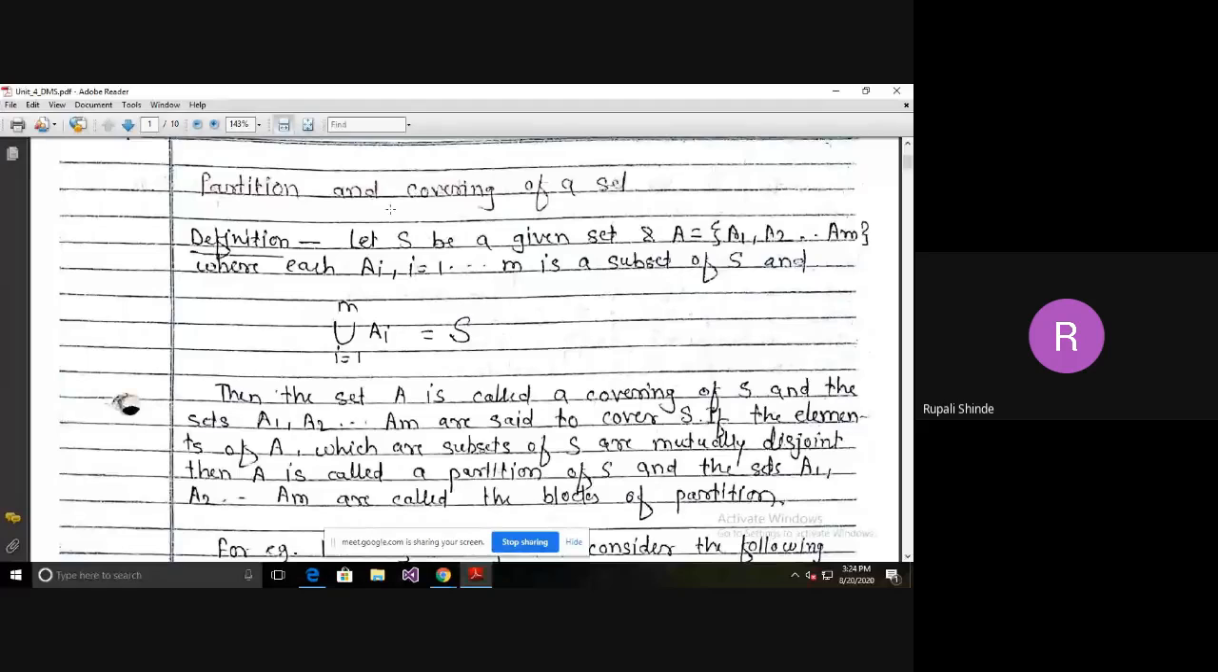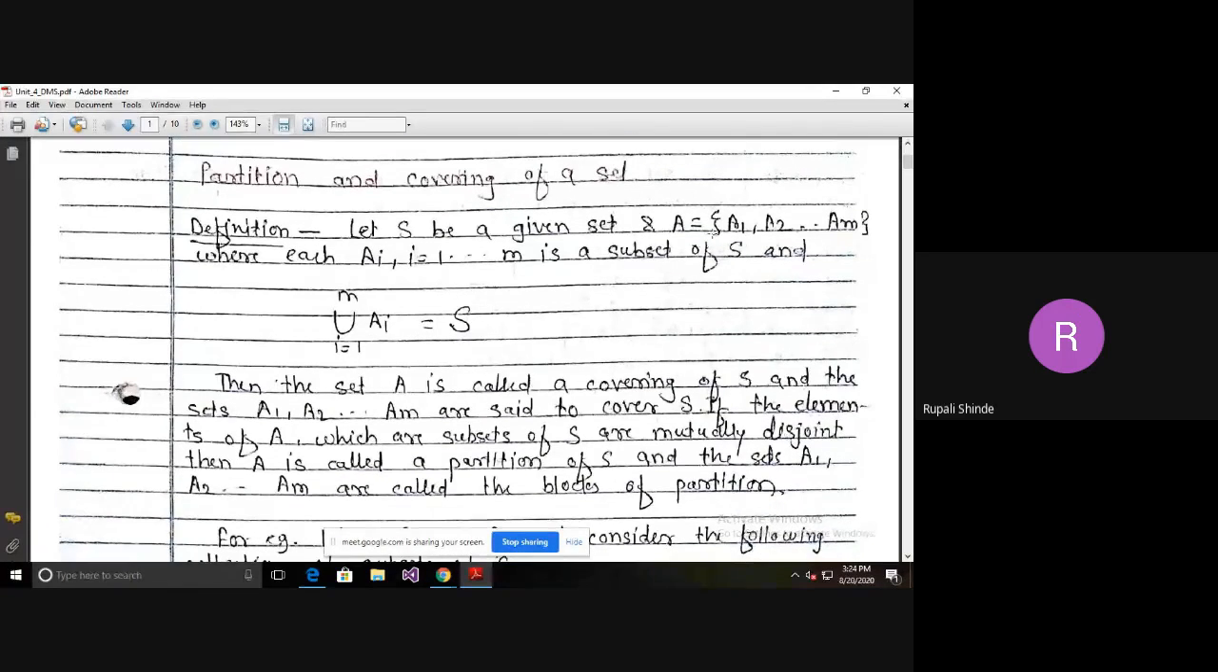So first we will see what is the meaning of covering. Suppose set S is given and it consists of elements A1, A2 up to Am. Then if you take the union of all these elements, it will constitute set S. So this set A, which contains all the elements, is called a covering of set S because it has covered all the elements of set S. That's why A is called a cover of set S. So this is the concept of covering.